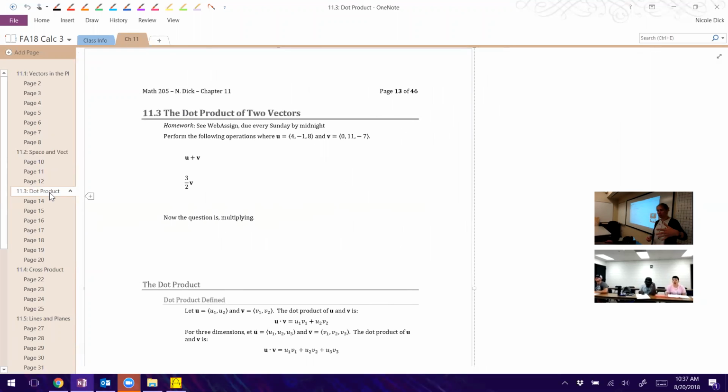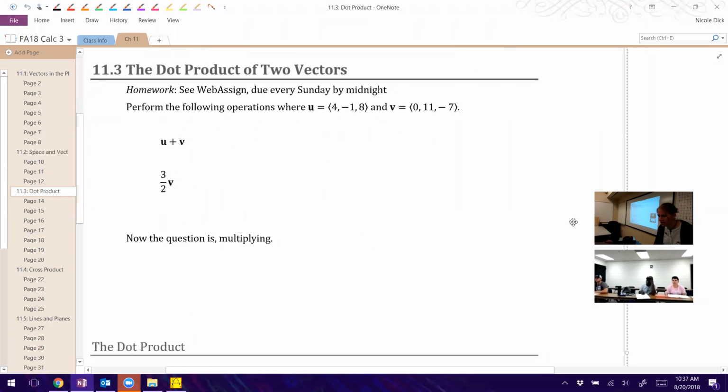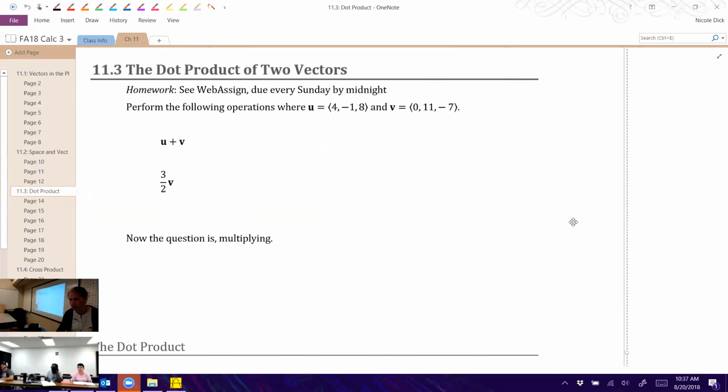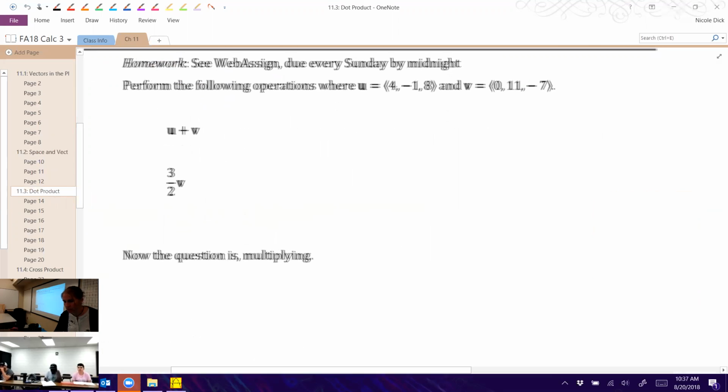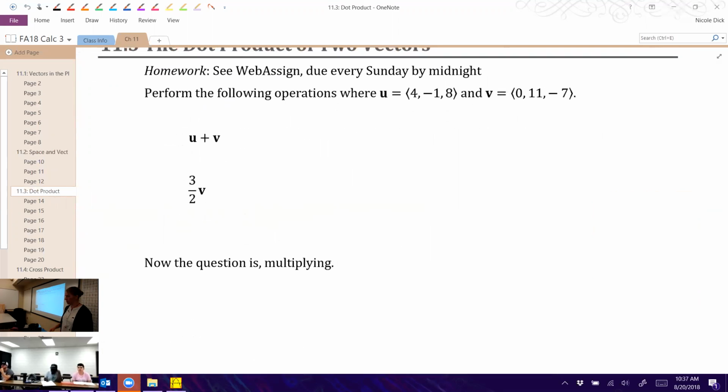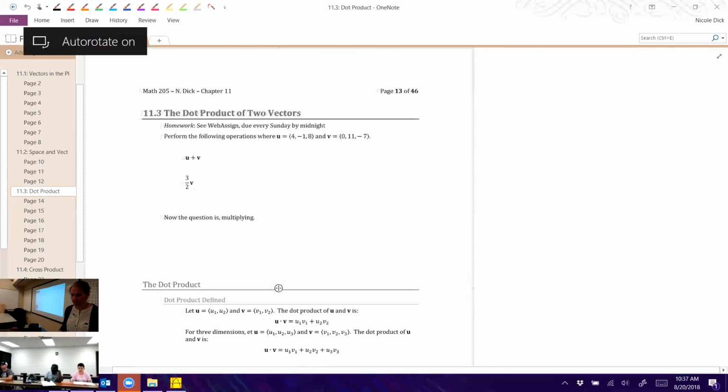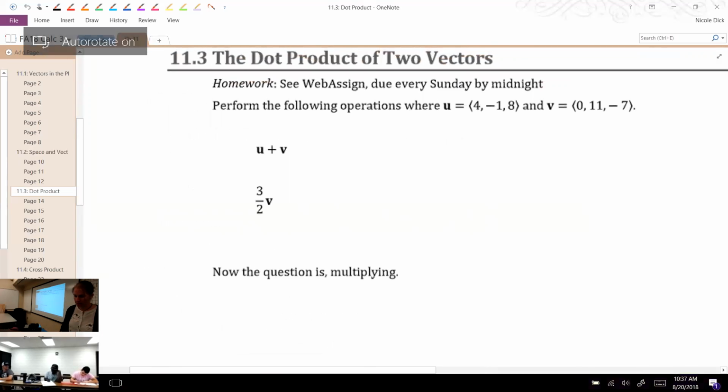11.3, we'll talk about the dot product first. And then, after we spend some time on that, we'll talk about the cross product. And hopefully, as we get through both of them, we can see how they're similar, how they're different, and when they show up. So, page 13. We're going to go back and do a little bit of review of adding, multiplying, and division by scalars, and then we'll talk about the multiplication piece in general.